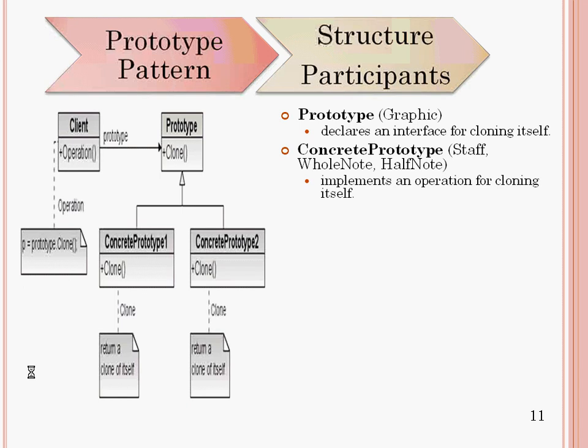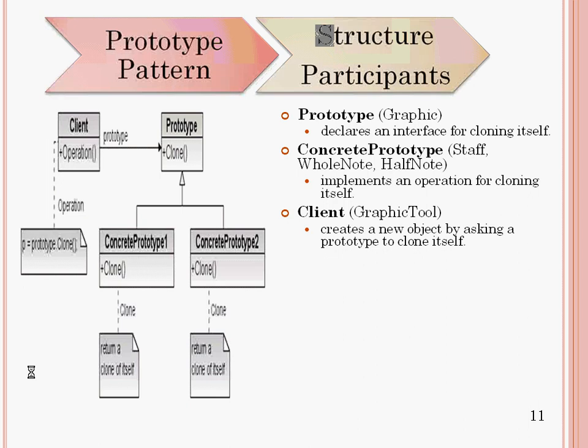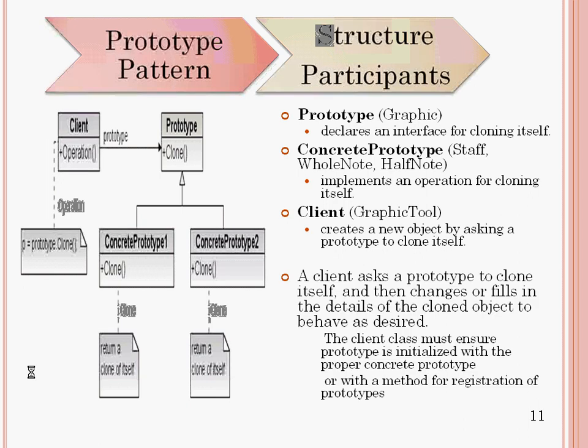So this is how they map to our example. The concrete prototypes are the start, whole node, and half node. So this is how a client asks a prototype to clone itself and then changes it. The important point here is that the client must ensure the prototype is initialized to the proper concrete prototype.